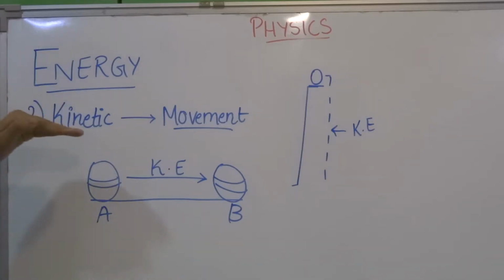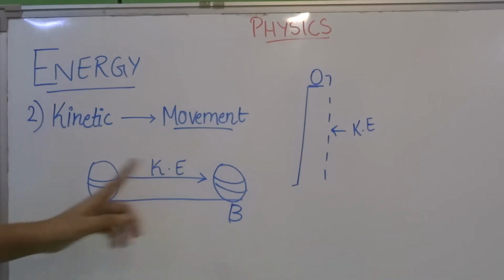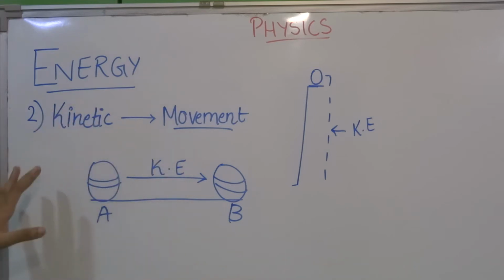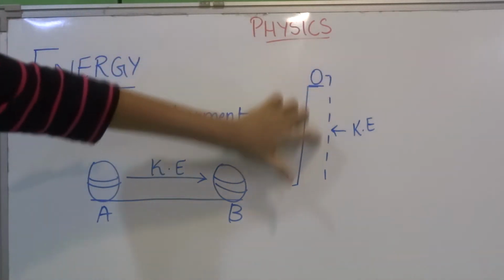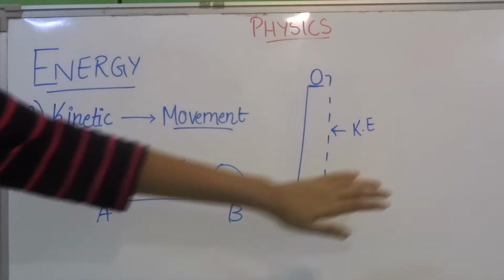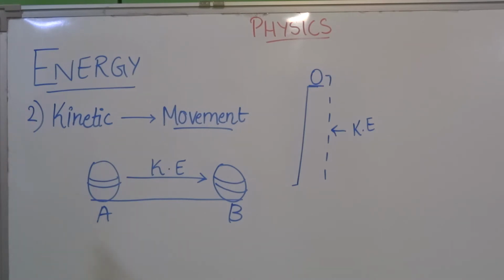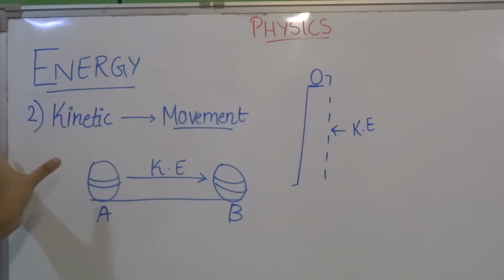The next type of energy is kinetic energy. A body possesses kinetic energy when it is in movement. So now if I roll this ball from this position A to position B, while it is moving, it will have kinetic energy. Or when a ball falls from a height, while it is moving down towards the ground, it will have kinetic energy. So any object which has movement possesses kinetic energy.